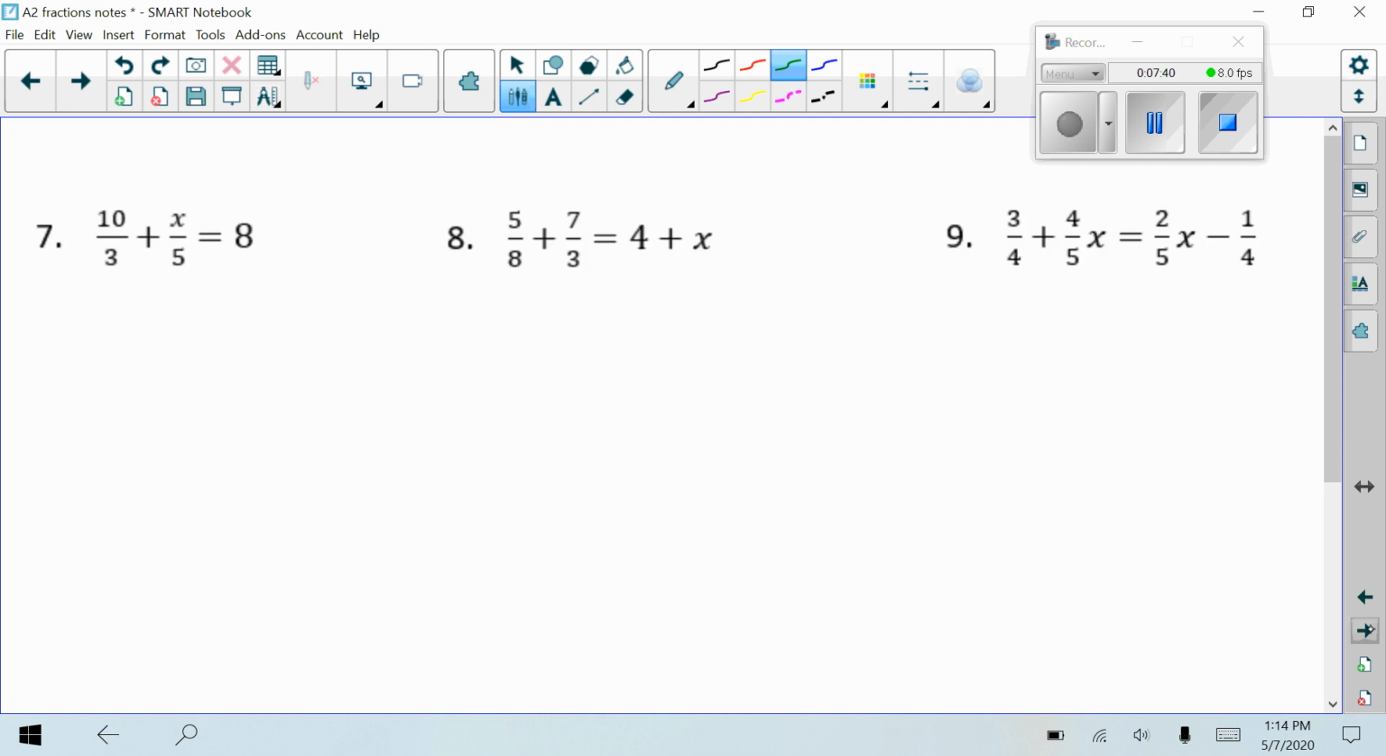Number 7. Look where x is at. And let's try to get it by itself. So we need to get rid of this 10/3. It's being added, it's positive, so let's subtract 10/3. X over 5 equals 8 minus 10/3.